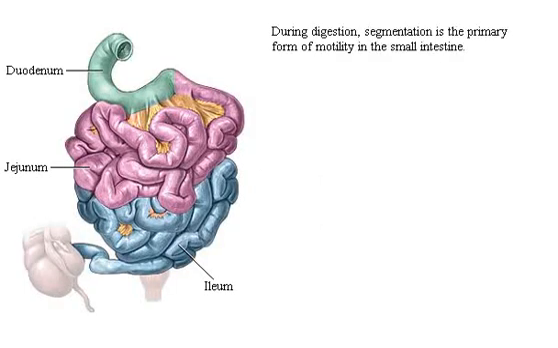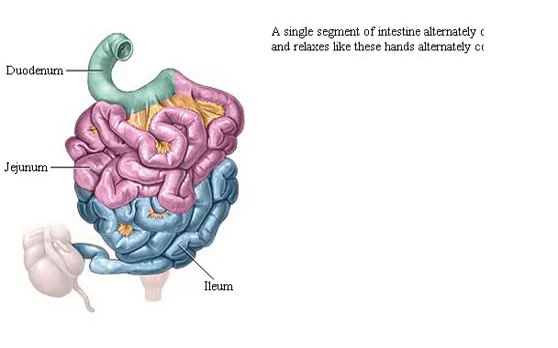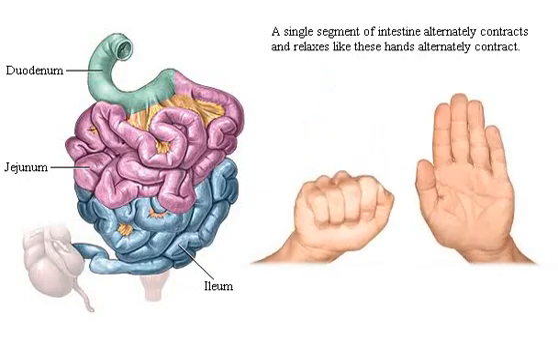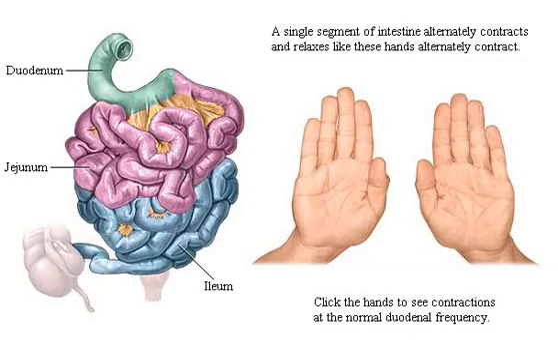During digestion, segmentation is the primary form of motility in the small intestine. Segmenting contractions are stationary, oscillatory, alternating contractions and relaxations. They mix chyme with intestinal juices and bring it into repeated contact with the absorptive epithelium. A single segment of intestine alternately contracts and relaxes, like these hands alternately contract. Click the hands to see contractions at the normal duodenal frequency.